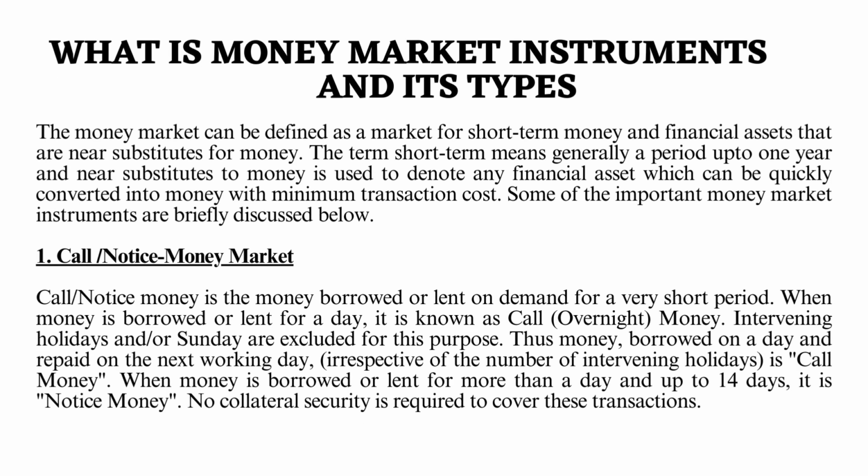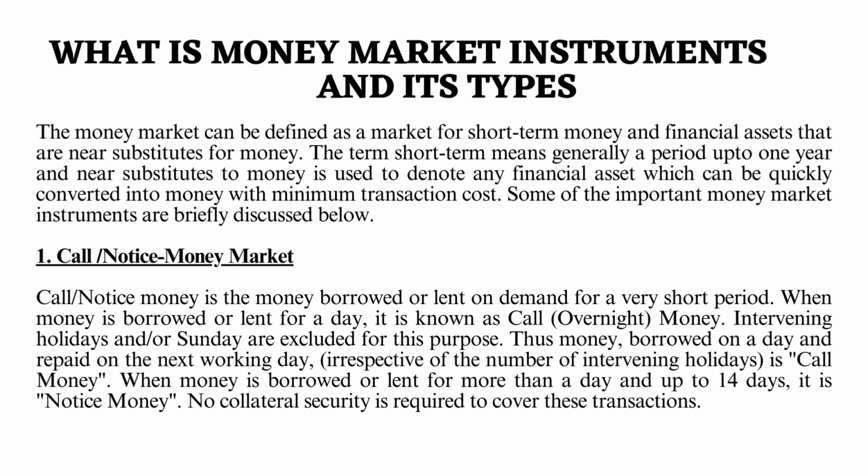The money market can be defined as a market for short-term money and financial assets that are near substitutes for money. The term short-term means generally a period up to 1 year, and near substitutes to money is used to denote any financial asset which can be quickly converted into money with minimum transaction cost. Some of the important money market instruments are briefly discussed below.